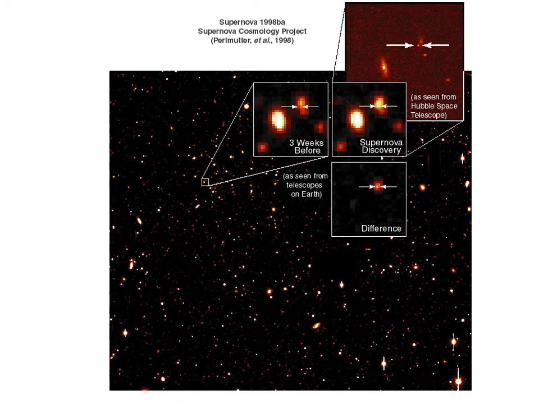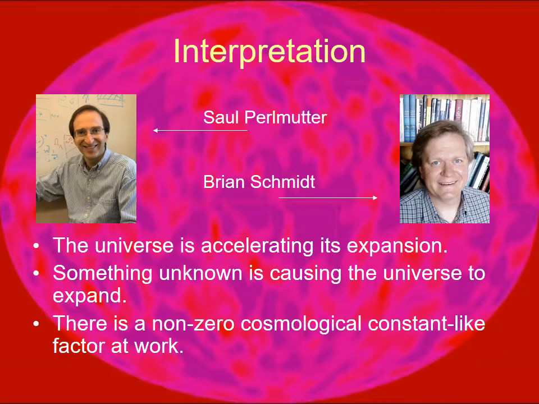So they looked at the most distant supernovae, and sure enough, other groups looked at their data and said, they're right. So Saul Perlmutter and Brian Schmidt discovered that the universe is expanding, and it's accelerating expansion, as if something is pushing outwards. Well, what could be doing that?